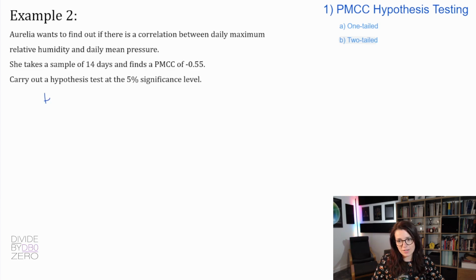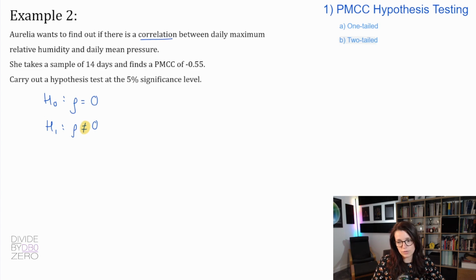So in this case, the null hypothesis is going to be rho is equal to 0 again. That's always the case for PMCC hypothesis testing. But H1 is going to be rho is not equal to 0, because it doesn't state whether Aurelia thinks there's a positive or a negative correlation. She just wants to find out if there is some kind of correlation.